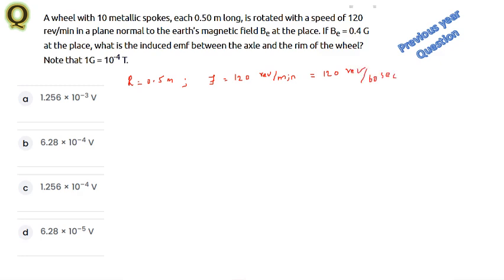So that means there are 2 revolutions per second. That means in 1 second the rim will rotate twice. That's all; that is the frequency here.